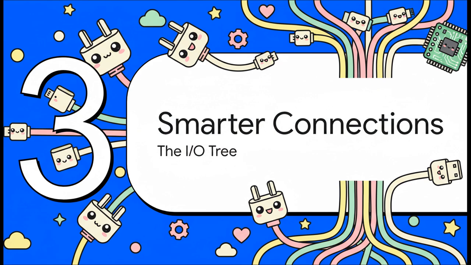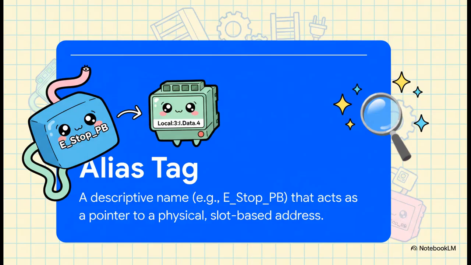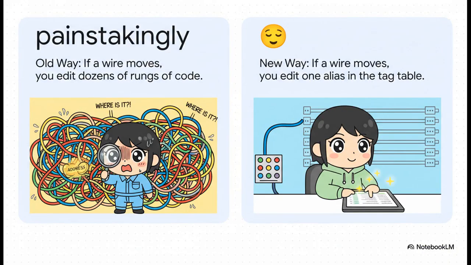So this whole new way of thinking doesn't just stop at the software level. Nope. It goes all the way down to how we connect to the physical world, the actual hardware in the I/O tree. And the key idea here is something called an alias tag. What it does is create this layer of separation, a buffer really, between your nice clean program tag and the messy physical wire. So your logic can use a simple name like estop_pb, and that name just points to a very specific physical address like local3i.data4.